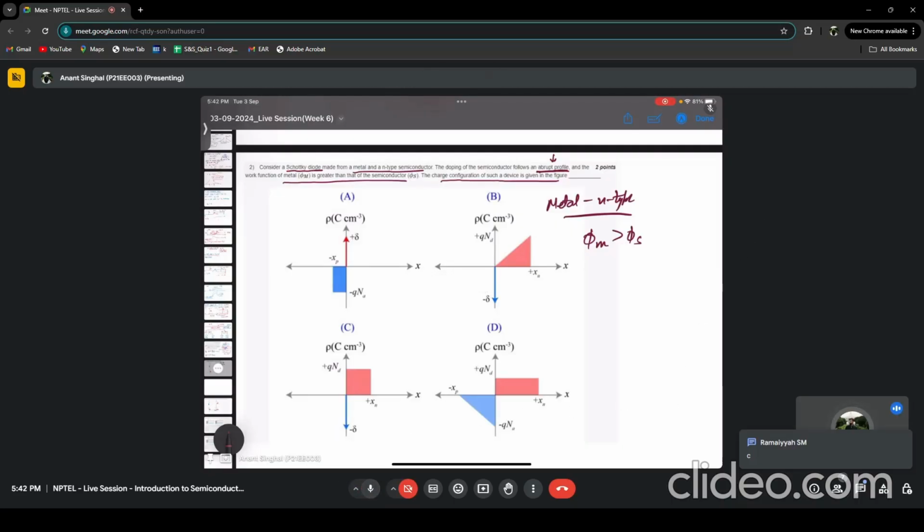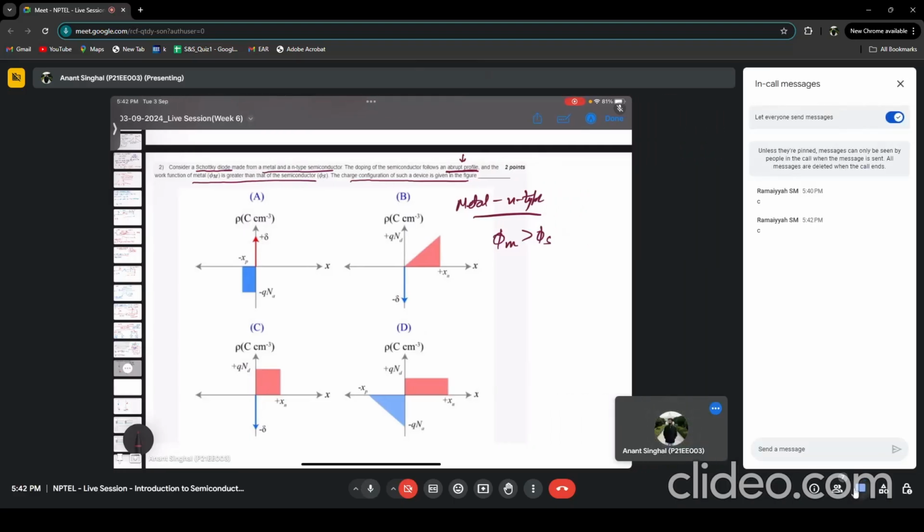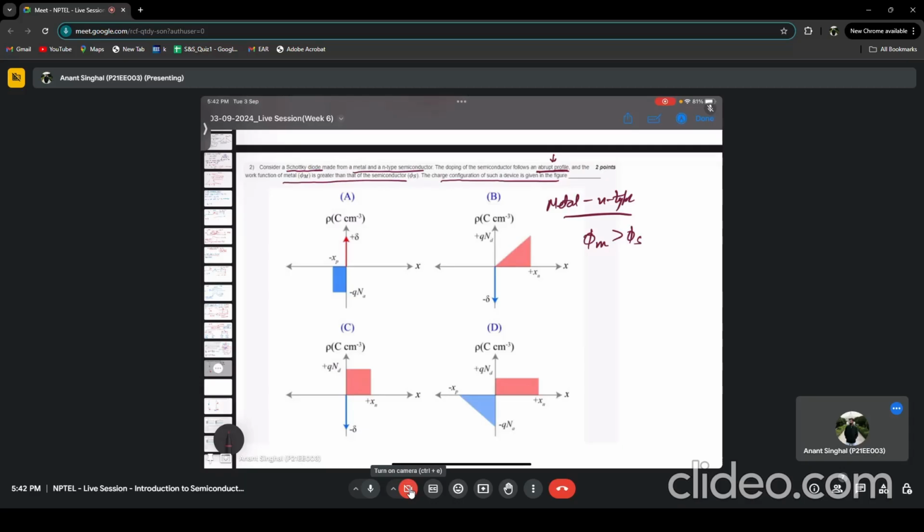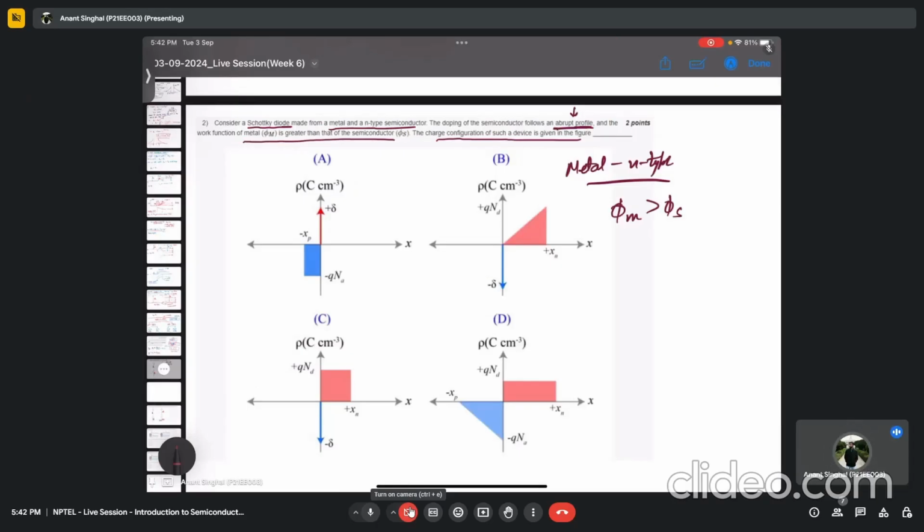Okay, so we already have answer C. Do you want to give it a try or explain why you have chosen C? Anyone? You want to give it a try? Why will it be C? On the metal side, there wouldn't be any charge developed, space charge region.